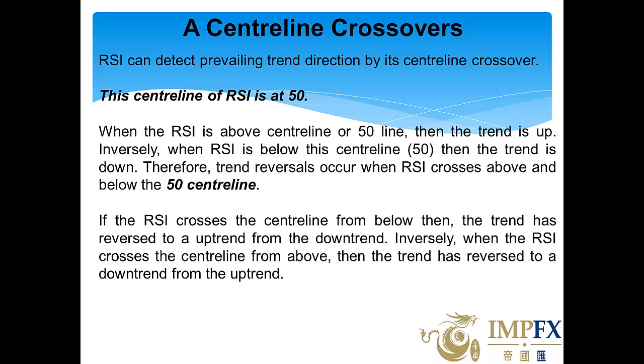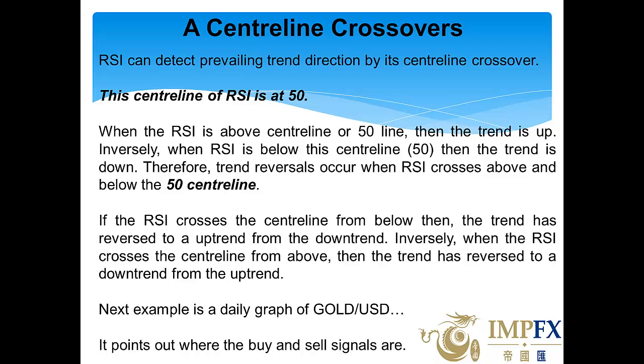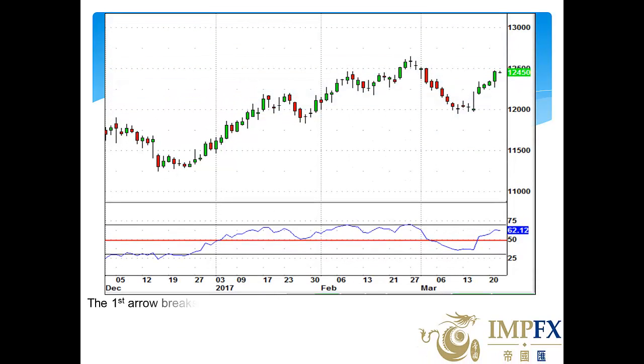If the RSI crosses the center line from below, then the trend has reversed to an uptrend from the downtrend. Inversely, when the RSI crosses the center line from above, then the trend has reversed to a downtrend from the uptrend. Next example is a daily graph of gold. It points out where the buy and sell signals are. The first arrow breaks above the 50 center line. This confirms a buy signal. And then you can see the price is actually starting to rise from 1,150. There's your buy signal.